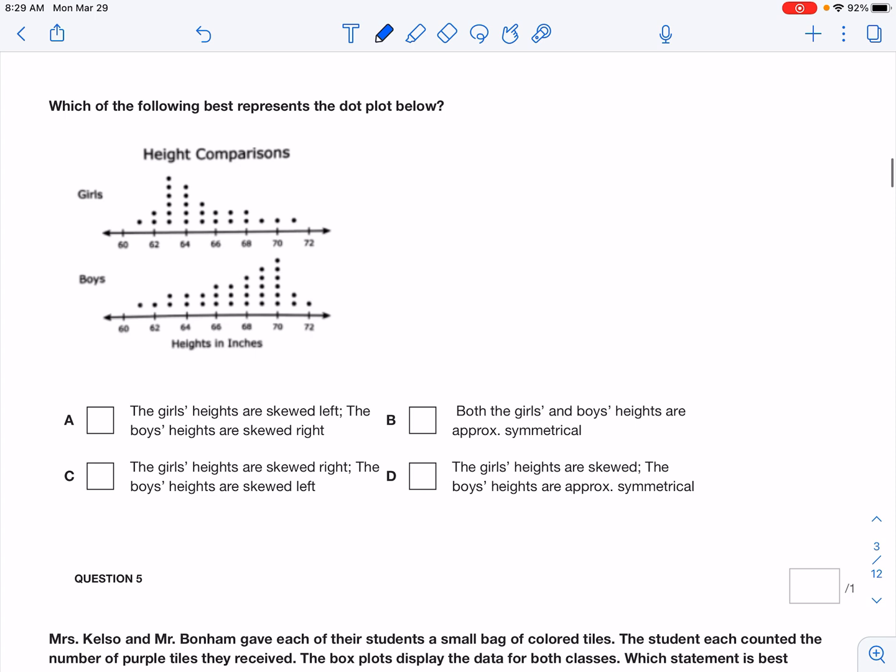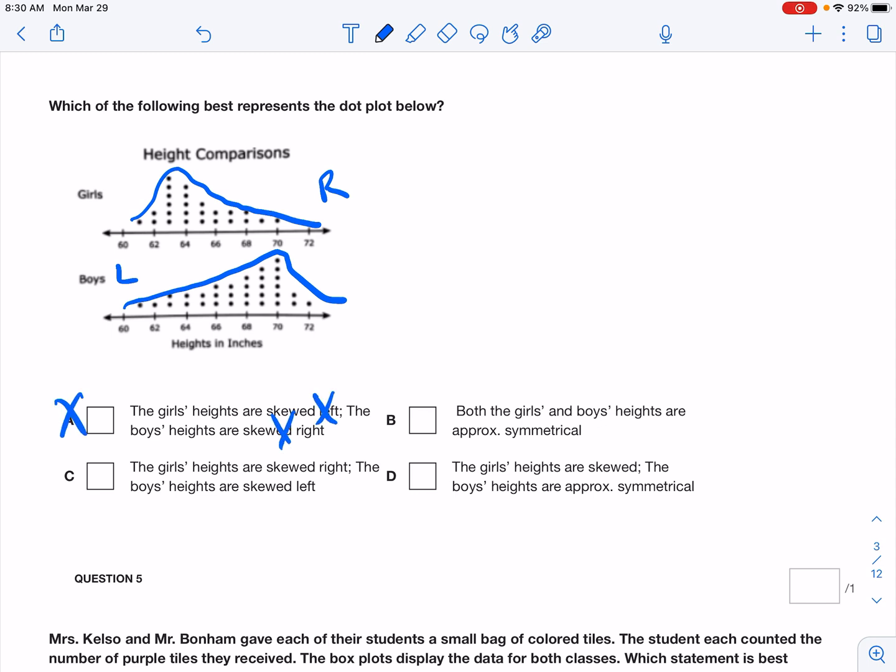Question 4, which of the following best represents the dot plots below? So answer A says the girls' heights are skewed left. If we look here, this is the smaller to the right. The boys is smaller to the left. So A is wrong.